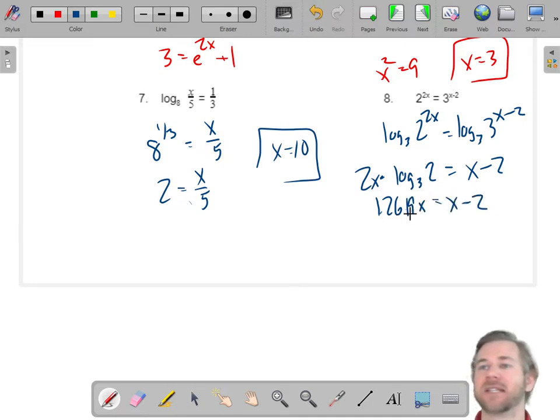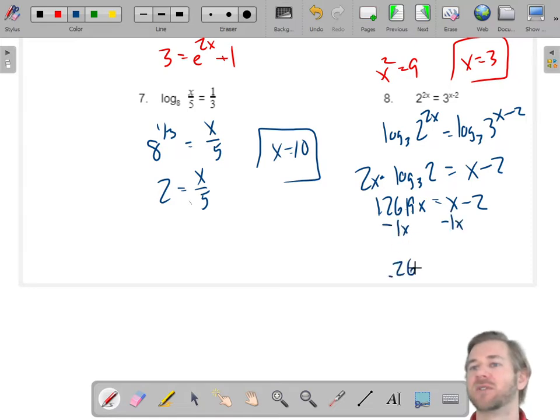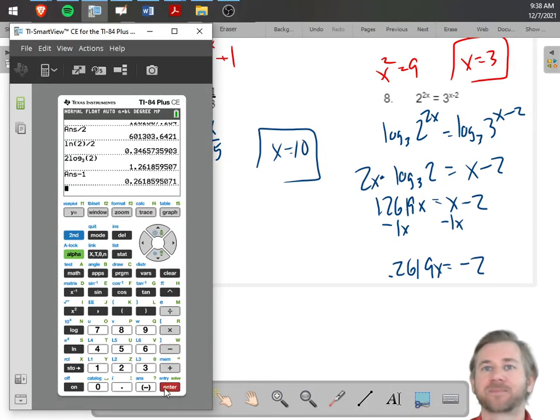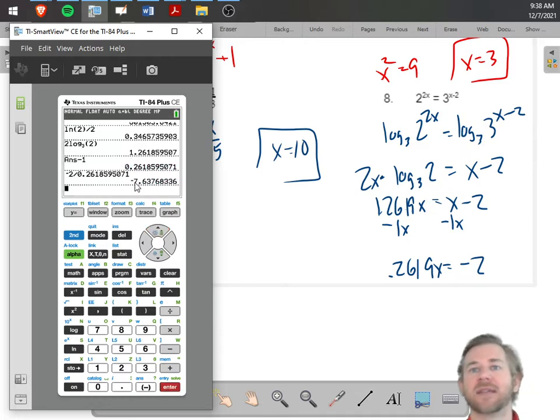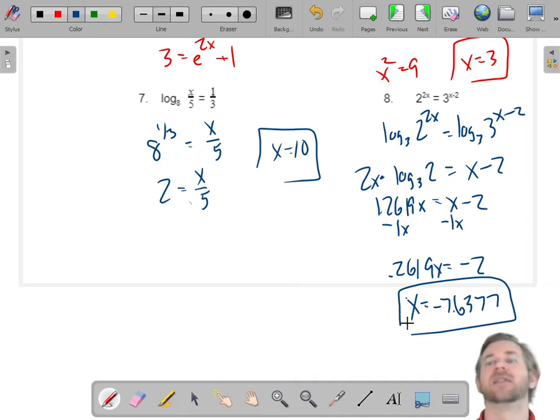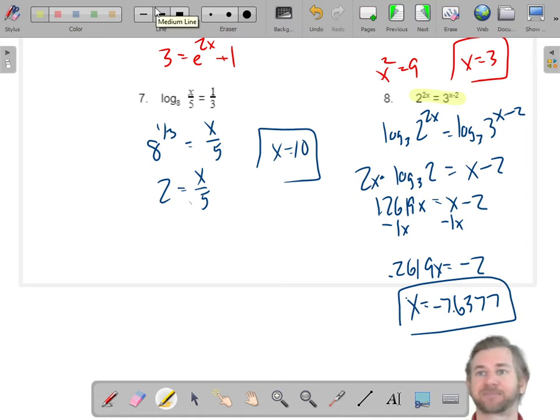I think it helps people see this because now when I subtract 1 x on both sides, I get 0.2619 equals negative 2. So I'm going to subtract 1, and I have 0.2619x equals negative 2. So negative 2 divided by that will give me x by itself. And that's negative 7.6377. x equals negative 7.6377. Those are about as tough as they get. So you probably want to go back and look at some of the problems where there's 2 different bases.